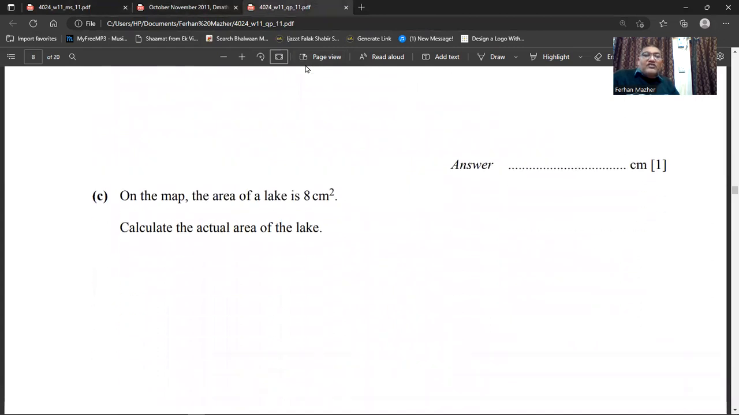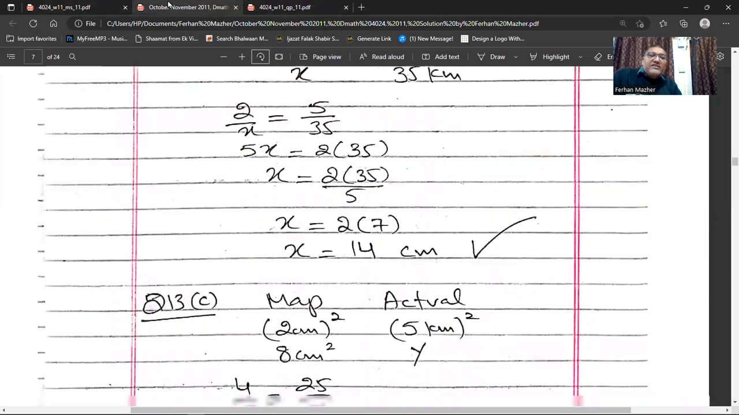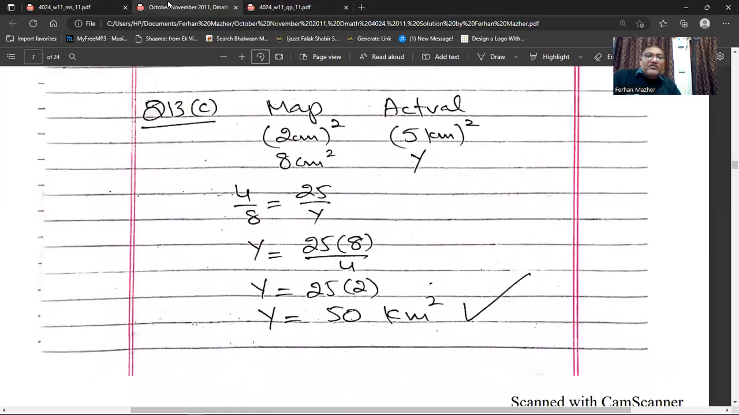So now we are going to question number 13, and it's C part. He says, on the map, the area of the lake is 8 centimeters square. Calculate the actual area of the lake. You see, the problem is that the scale which was given to you was not for the area, that was the scale for the length. So if you want to use that scale, you have to take the square on both its sides. So 2 centimeters, I will take it square, and 5 kilometers, I will also take it square.